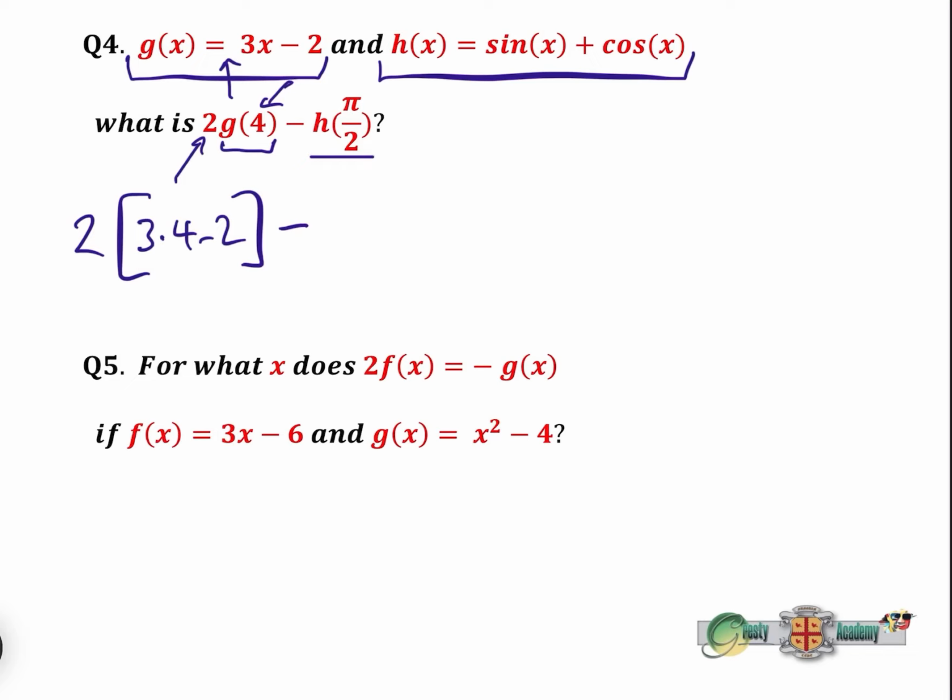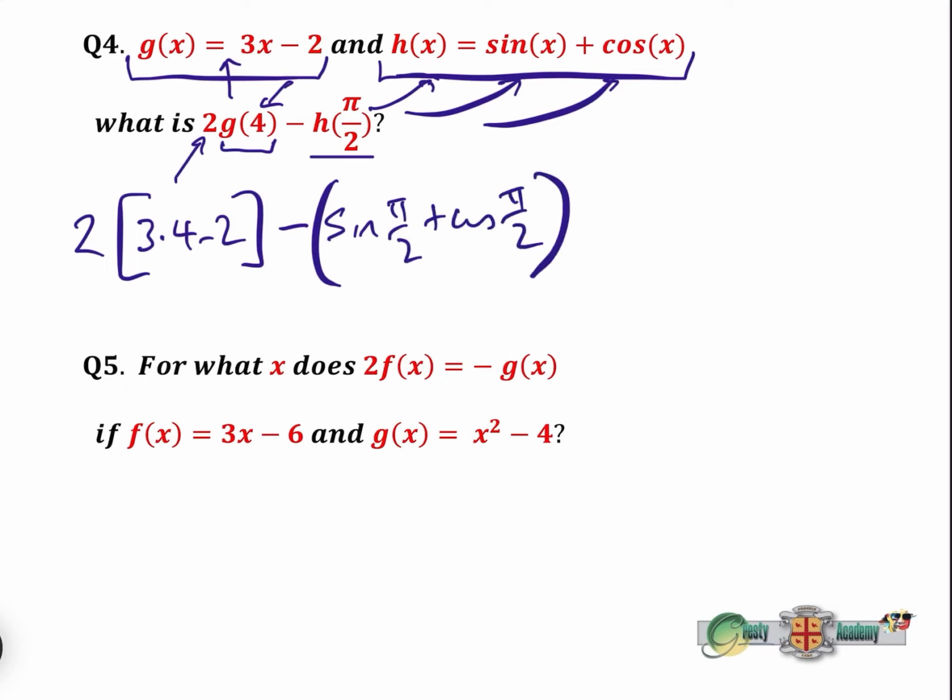Take away, and we're going to now take away h of pi over 2. Well, h of x is sine x add cos x. So all we have to do is put pi over 2 into this function here, and we're taking it away, so that will be sine of pi over 2 add cos of pi over 2. Okay, so let's just evaluate that now. 3 times 4 is 12, take away 2 is 10, so 2 times 10 is 20. Take away, now sine of pi over 2 is 1 and cos of pi over 2 is 0, so therefore the answer to this is 19.